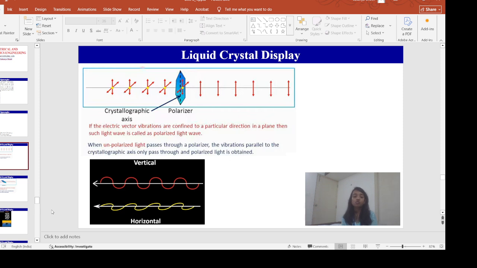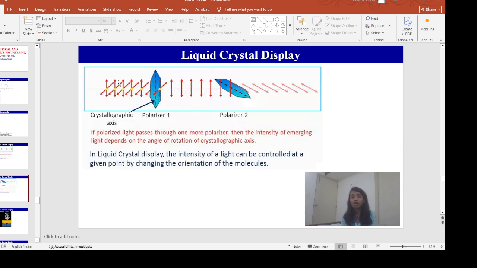And we also know, as I already told, that a light wave is a combination of the electric field vector and the magnetic field vector. The magnetic field vector is the vertical component of the light wave, and the electric field vector is the horizontal component of the light wave. That means the magnetic field vector acts perpendicular to the horizontal electric field vector.